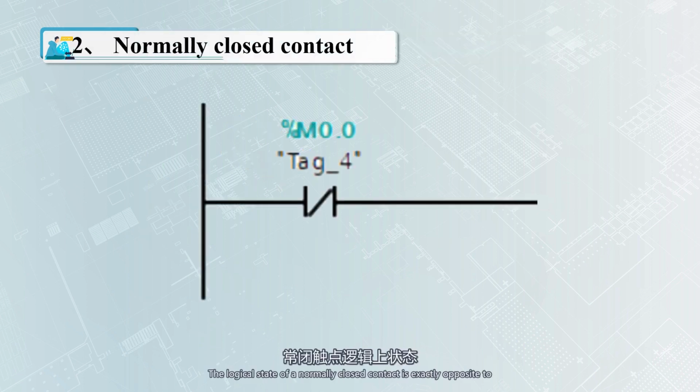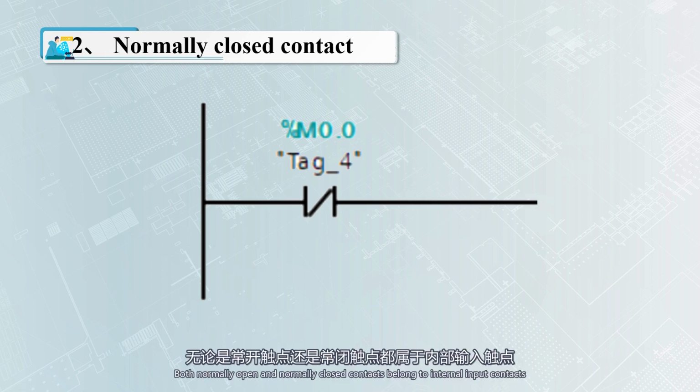The logical state of a normally closed contact is exactly opposite to that of a normally open contact. When running in a program, when the variable is 1, the state of this contact is open, regardless of whether there is a signal on the left side of this contact. There is always no signal on the right side. When the variable is 0, the state of this contact is conduction. If there is a signal on the left side of this contact, then there is a signal on the right side. If there is no signal on the left side, there is also no signal on the right side.